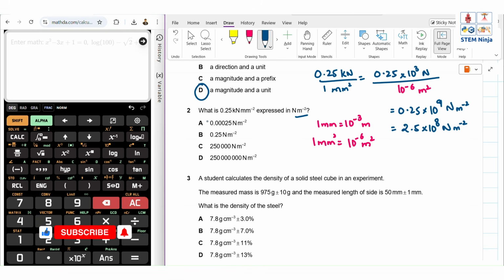Now let's look at the options. This is incorrect, this is incorrect, this is incorrect. This should be correct, but let's count. 1, 2, 3, 4, 5, 6, 7, 8. This is correct.